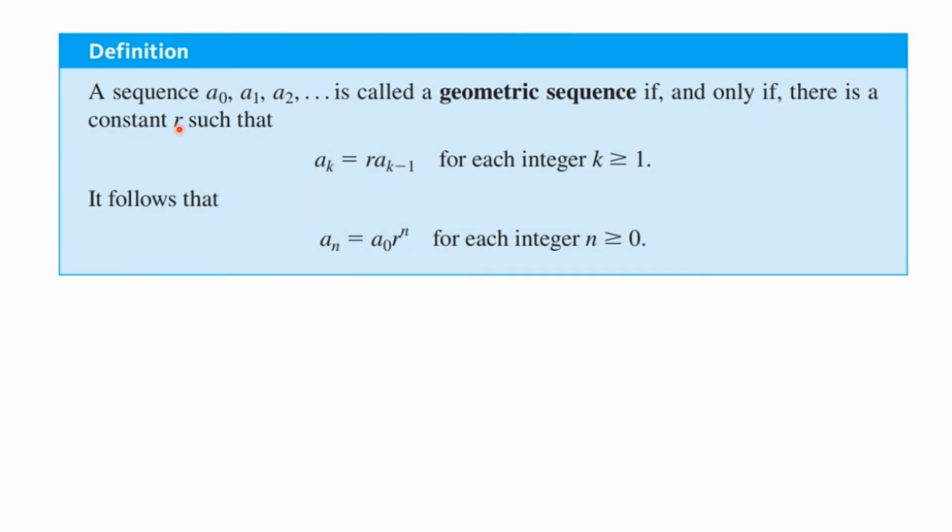Now such a sequence is called a geometric sequence if and only if there's a constant r such that the kth term is found by multiplying r times the (k minus 1)st term for each integer k greater than or equal to 1. And it follows, if you work through this, and again you might someday be asked to prove this by induction, that a_n is equal to a0 times r to the n for each integer n greater than or equal to 0. So again, we found an explicit formula.